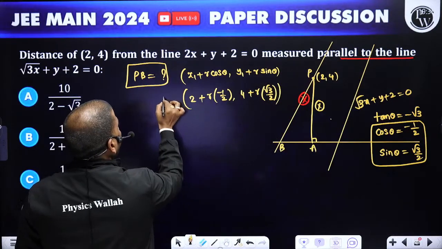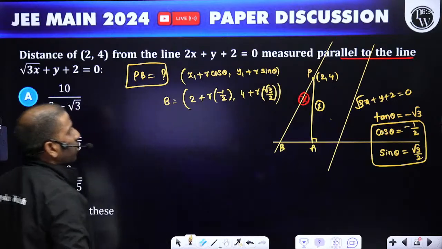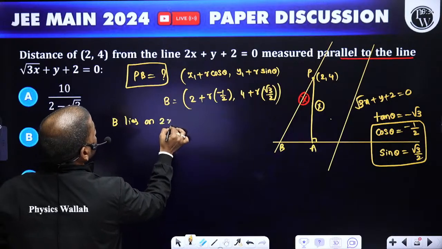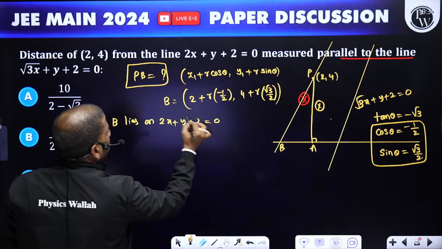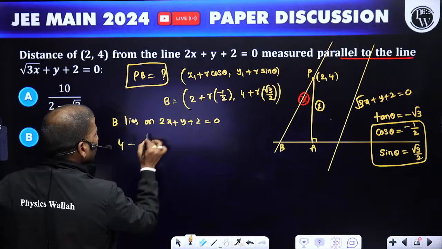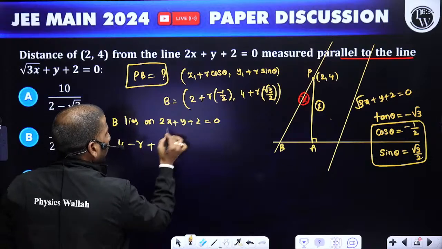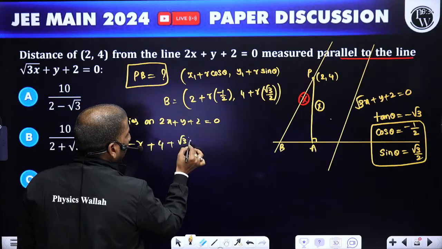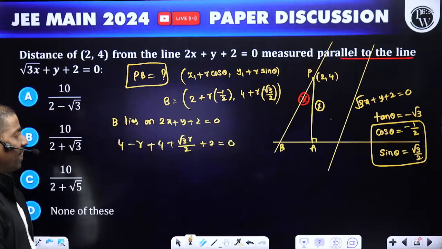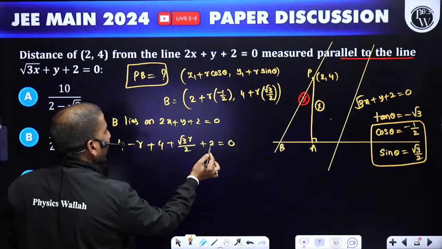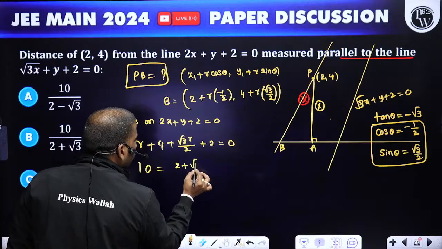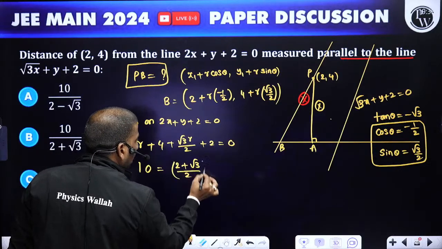So this is point B according to parametric form. B lies on 2x plus y plus 2 is equal to 0. We will substitute: 2 times 2 is 4, minus r, plus y, which is 4 plus root 3 r by 2, plus 2 is equal to 0. Right? 4 plus 4, 8, plus 2, 10. So 10 is equal to 2 plus root 3 by 2 times r.